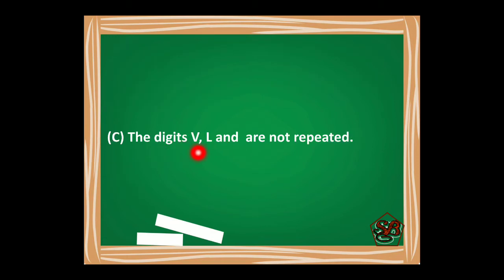And the digits V and L are not repeated. That means V and L are never repeated. We do not write V plus V, or we do not write VV. It will be a wrong answer. Or we do not write LL. It will be a wrong answer. So these two symbols are not repeated. The repeated symbols are only I and X.